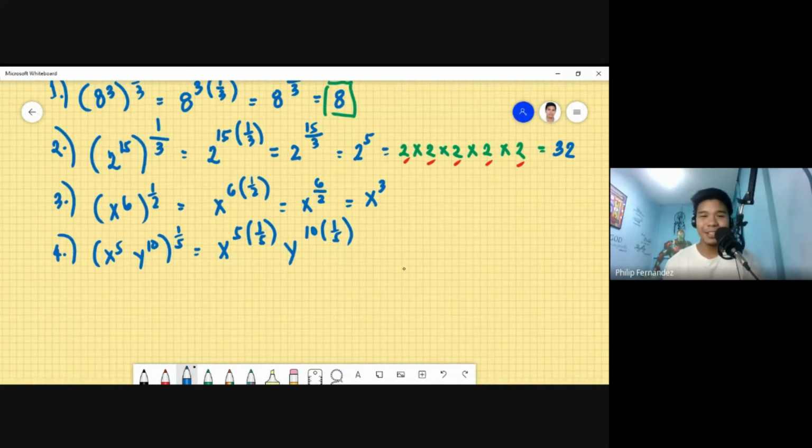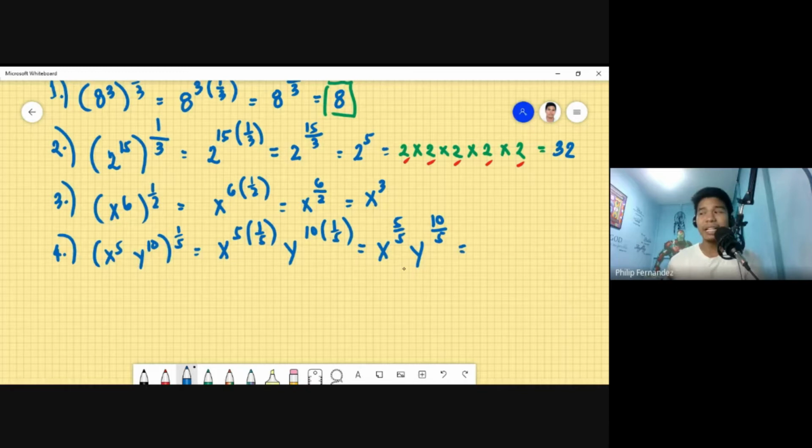Okay. So, i-simplify natin silang magkahiwalay, no? Kasi magkaiba silang base. So, yung x, x lang siya, yung y, y lang siya. So, let's start with x. So, we simplified x as x raised to 5/5. We multiply 5 to the numerator. Followed by y. So, we multiply 10 to 1. So, that is 10/5.